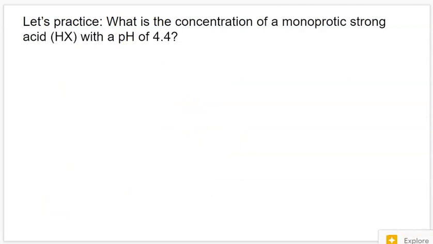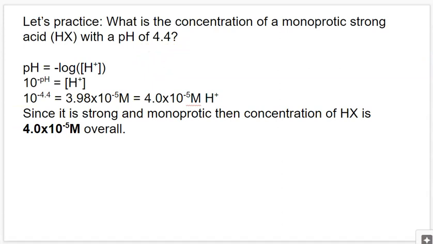All right, let's try another one. What is the concentration of a monoprotic strong acid, meaning it has one hydrogen attached to the anion, with a pH of 4.4? Well, I know that I can use the sort of inverse log version of the pH expression. So 10 to the negative pH is equal to the hydrogen ion concentration. So I can just do 10 to the negative 4.4, which will give me 3.98 times 10 to the negative 5 molar. And since we had two sig figs here, I'm just going to round that to 4.0 times 10 to the negative 5 molar H+.